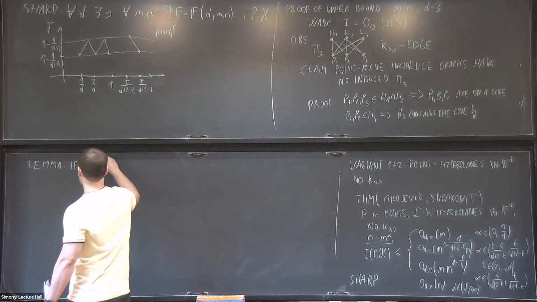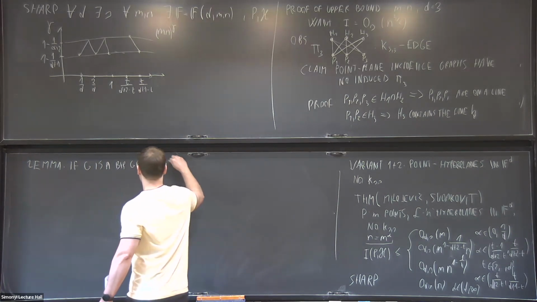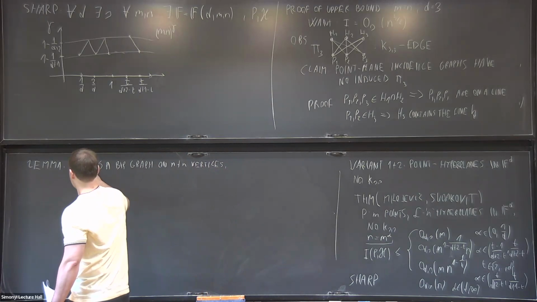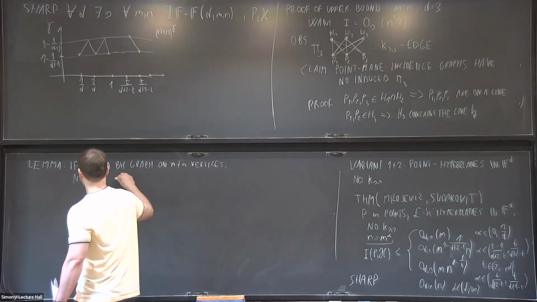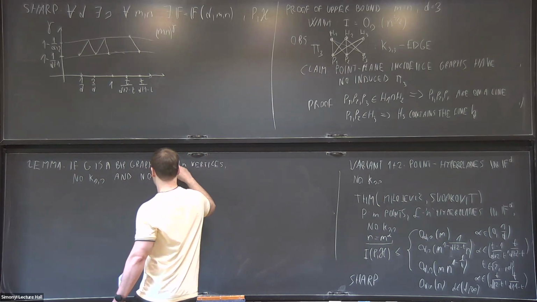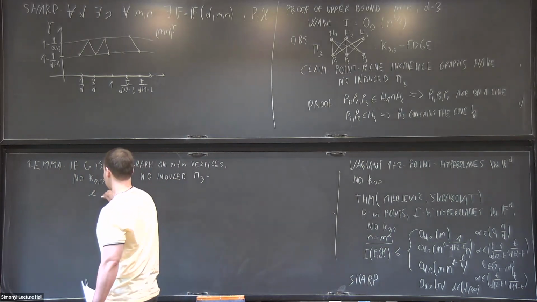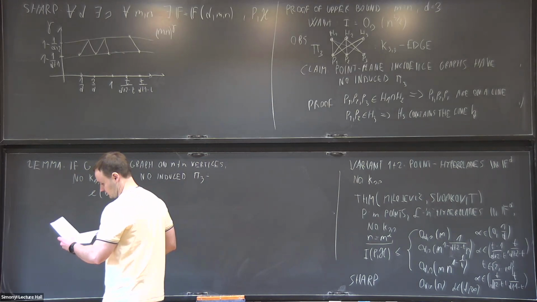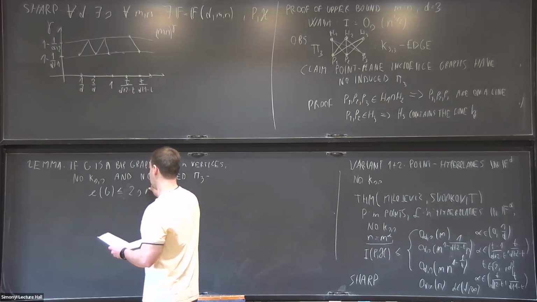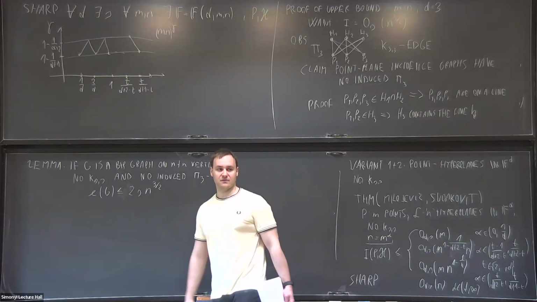So if G is a bipartite graph on n plus 10 vertices, which contains no KSS and no induced copy of this pattern pi3, then the maximum number of edges of G is at most, to get a more concrete bound, 2 times S times n to the 3/2. So if I prove this, then this finishes the theorem.